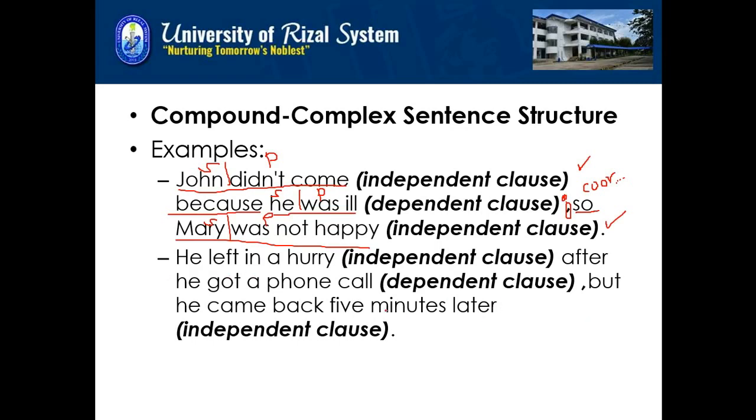Now, second statement: "He left in a hurry." "He," subject; "left in a hurry," predicate. Joined by the subordinator "after," "he got a phone call." We have another subject-predicate structure after the subordinator "after." And then we have another structure here: "He came back 5 minutes later." "He," subject; "came back 5 minutes later," predicate. Therefore, it is an independent clause joined by the coordinator "but," and we put a comma before the coordinator. So how many independent clauses do we have? One, two. Two independent clauses and one dependent clause. Hence, this is a compound-complex sentence.